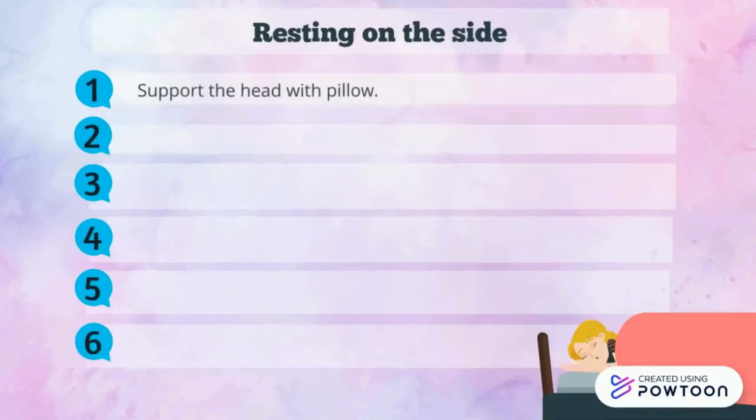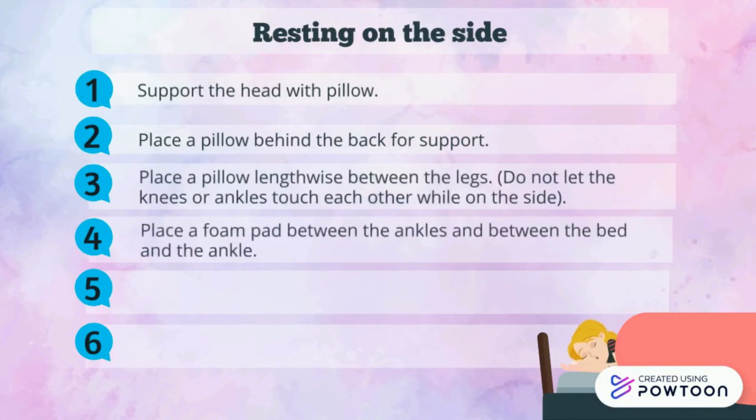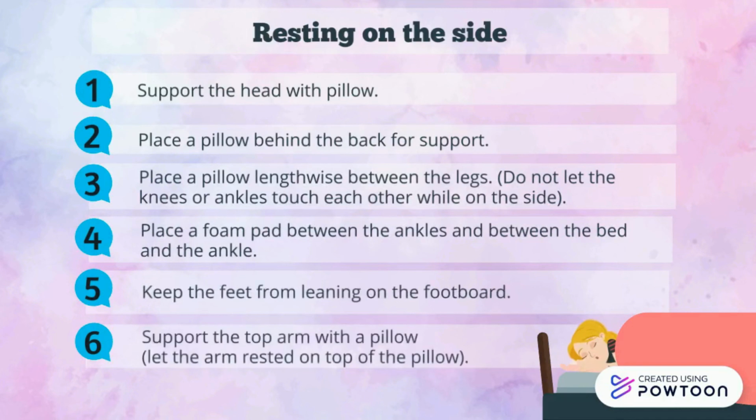For resting on the side, first support the head with a pillow. Place a pillow behind the back for support. Place a pillow lengthwise between the legs. Place a foam pad between the ankles and between the bed and the ankle. Keep the feet from leaning on the footboard and support the top arm with a pillow.